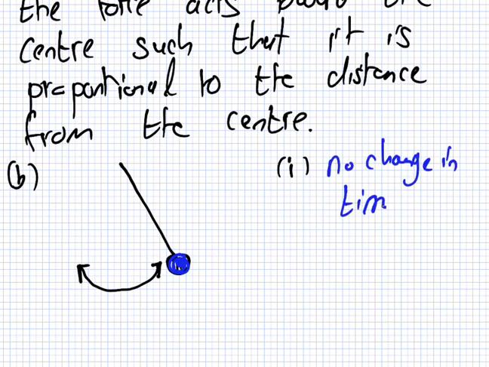The formula is 2 pi root L over g. Yeah. All the numbers in that are the same, aren't they? I was shocked by how many people last year got that wrong. Shocked. No change in time.